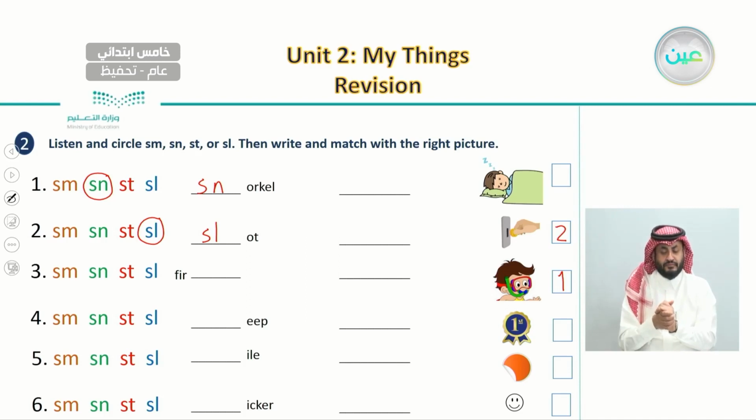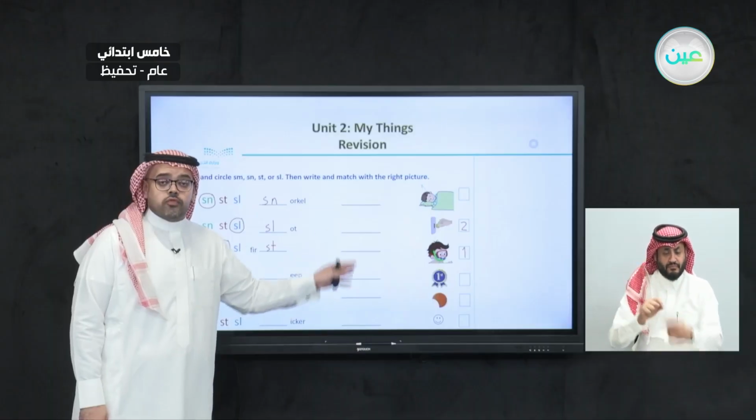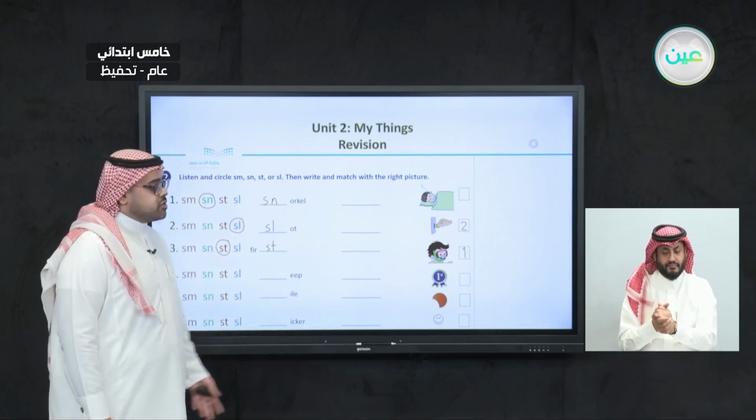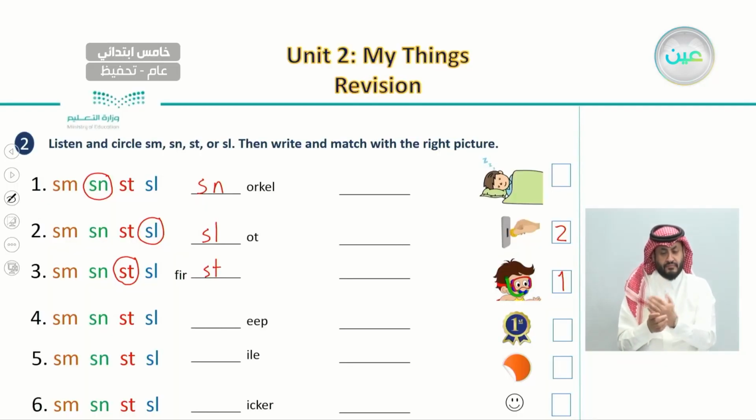Now let's listen to number 3. The word with number 3 is first. First. So now first starts with S and T, first. So here we go, and we write these 2 letters, S and T, first. After this, you need to go to this blank and copy the same word, first. Then comes the other part, which is how to match the word with the picture.